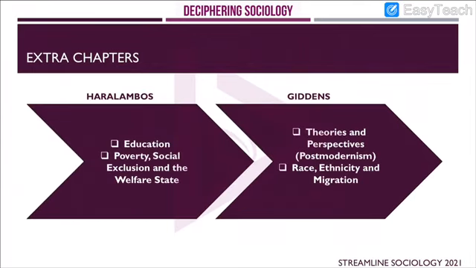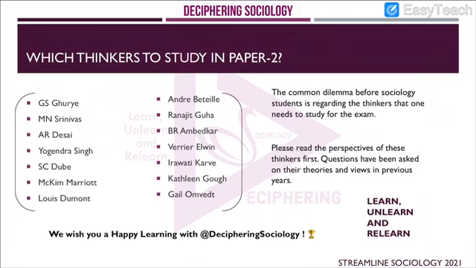After going through the CSM 2020 question papers, we have realized that there are a few extra chapters that you need to study. From Haralambos, you will also be studying the chapters on education, poverty, social exclusion, and the welfare state. Similarly, from Giddens, you will be studying theories and perspectives, which will include postmodernism, and also race, ethnicity, and migration.